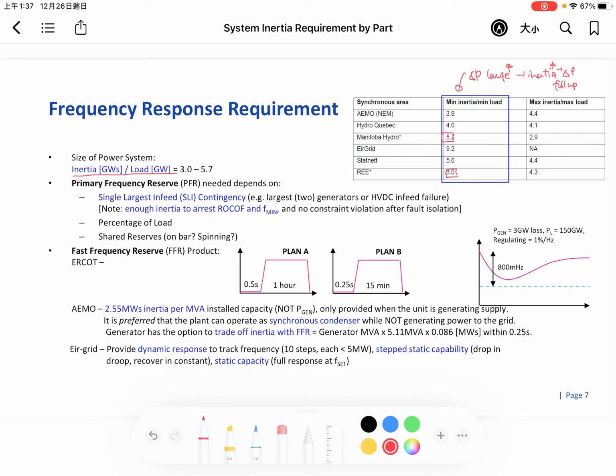The second one is about the primary frequency reserve, which depends on the droop. We write it in a droop form plus a dead band, which is the frequency power or power frequency form. It is sized based on the single largest in-feed contingency. In Hong Kong, we try to use it with the largest generator connected in the interconnected grid.